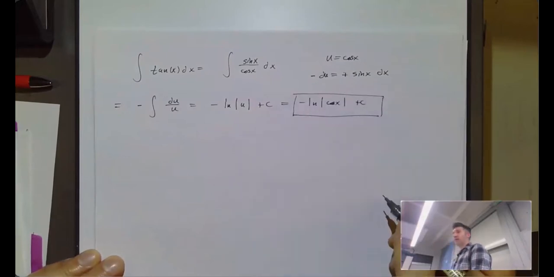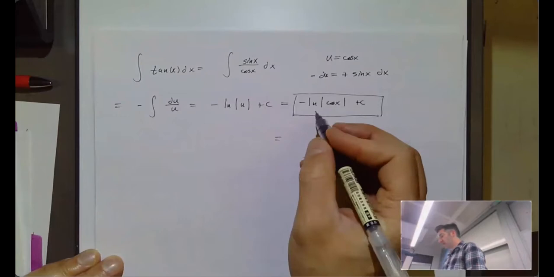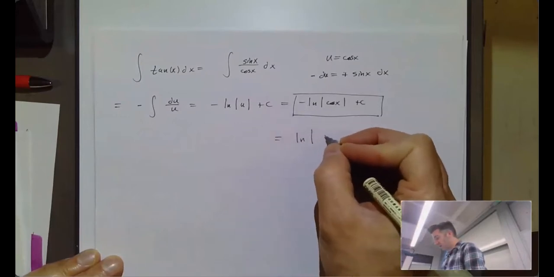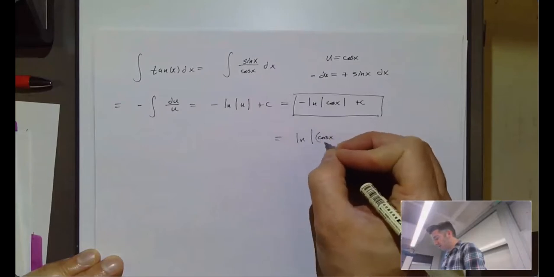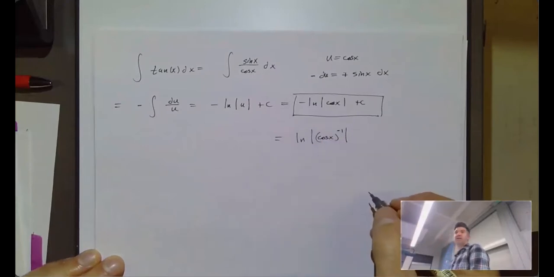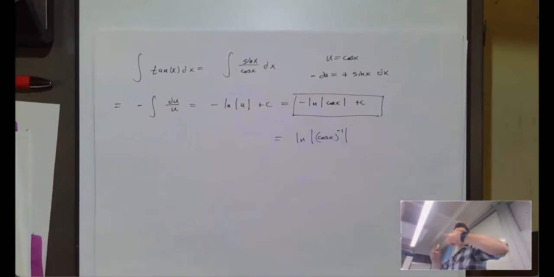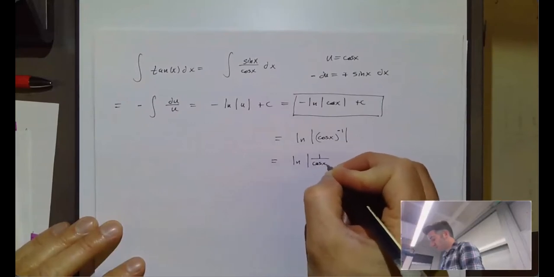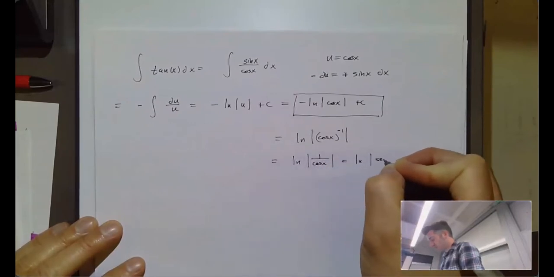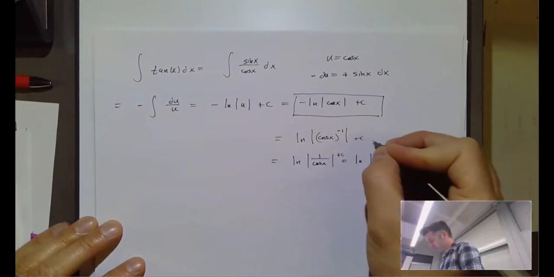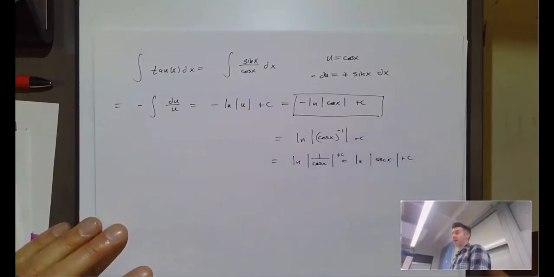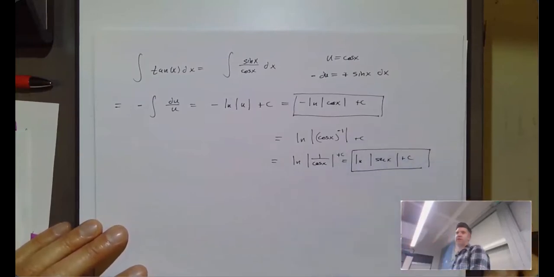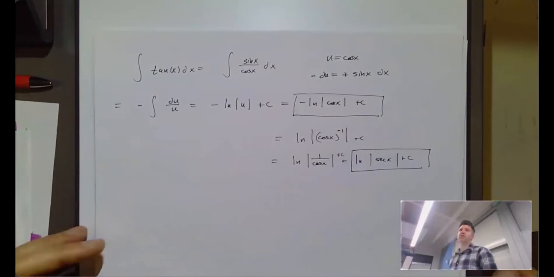Some people write it like this. Some people like to take that negative 1 and bring it up as the power of cosine of x. But then cosine of x to the negative 1 is just the reciprocal of cosine, which is secant. So another way of writing the antiderivative of tangent is the positive natural log of the absolute value of secant of x. It comes up occasionally.